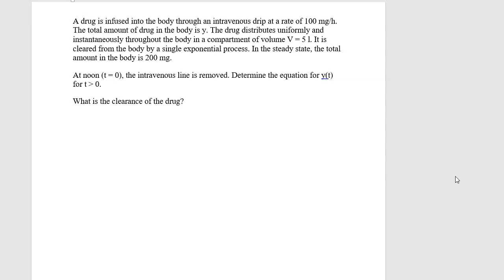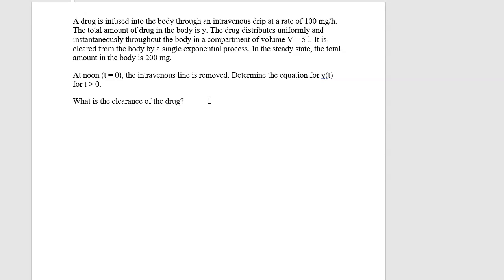All right, so at noon, we're going to pull the line, turn it off, and we need to determine what is Y of t, the amount of drug in the blood as a function of time, so that we can get to what is the clearance of the drug.